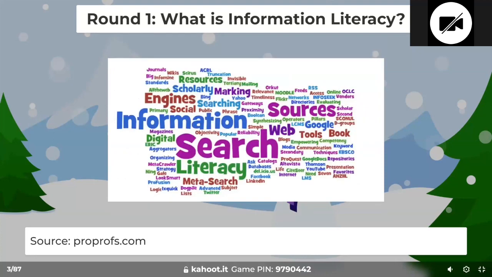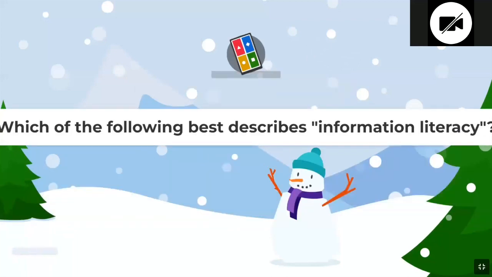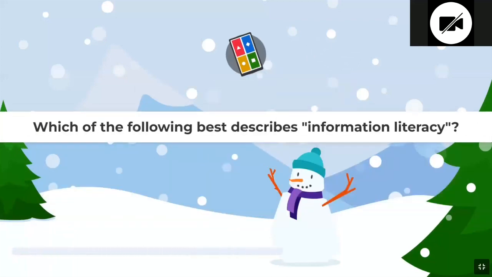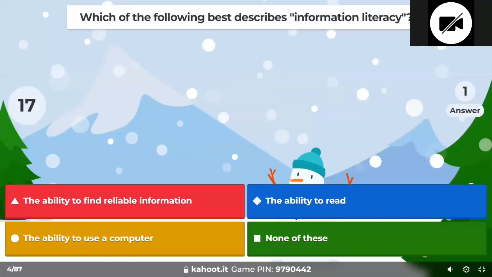So round one is going to be about what is information literacy. So what does that mean and what can you do to be better at it? So let's go ahead and get started with our first question. Again, this will be a speed thing, so the faster you get it right, the more points you will get. All right. So which of the following best describes information literacy? Tap the answer that you think is correct.